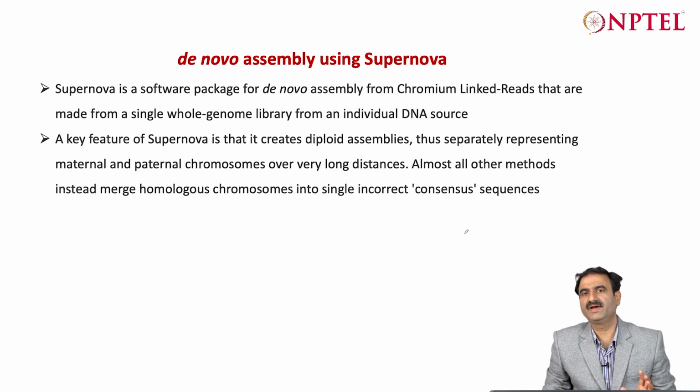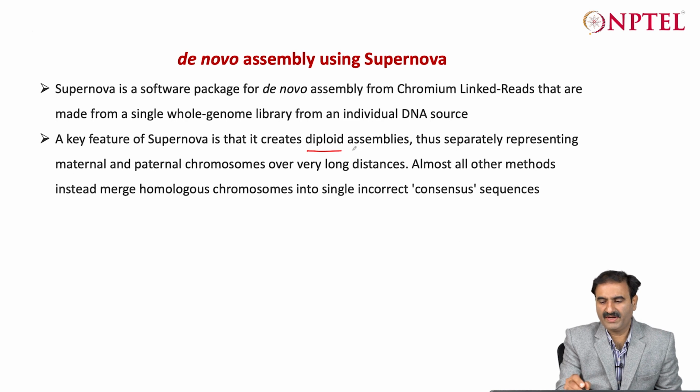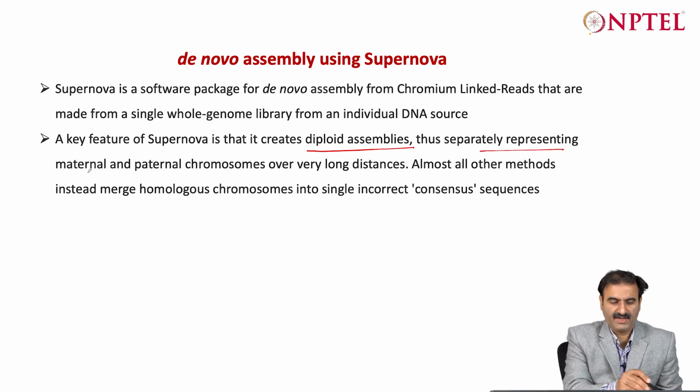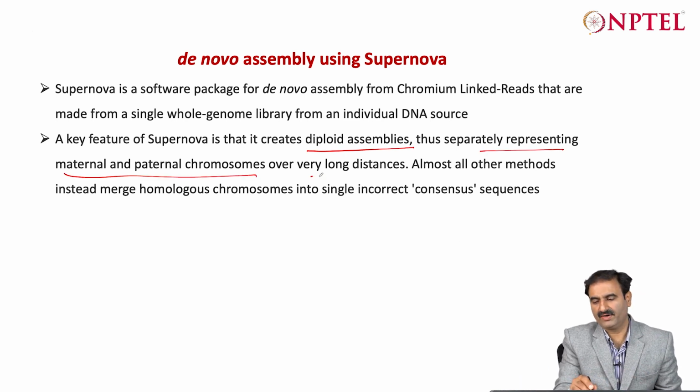assemble the 10x linked reads, and it also resolves the paternal and maternal alleles, which is a typical error in other assemblers, right. So that is the advantage of linked read sequencing and what it achieves by resolving those, right. So it can create diploid assemblies, thus separating the paternal and maternal chromosomes over very long distances.